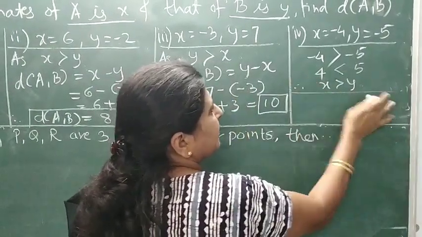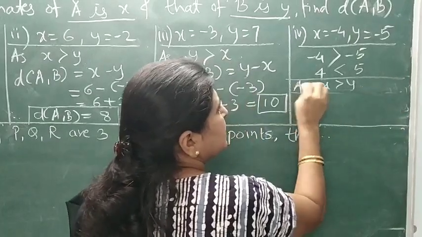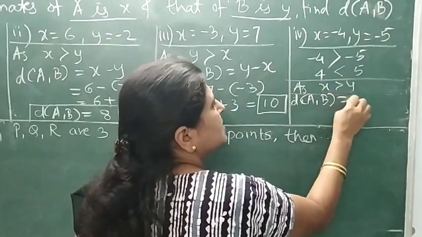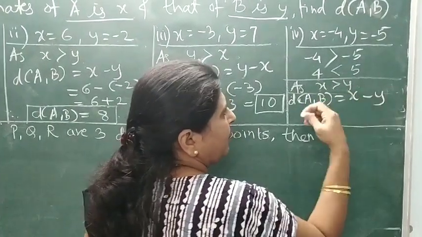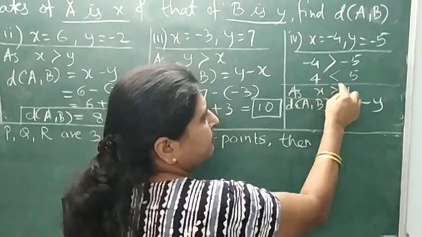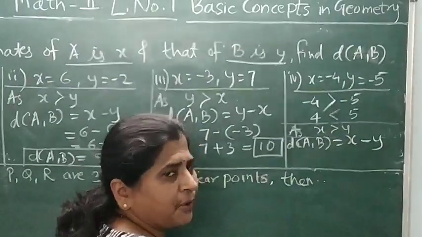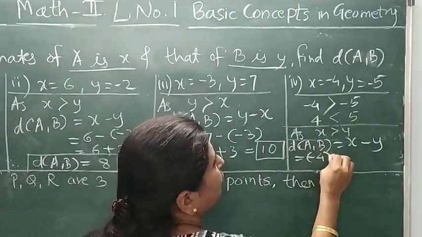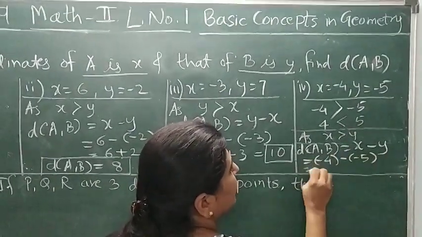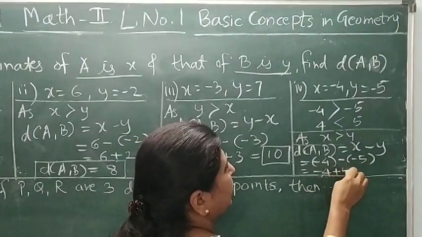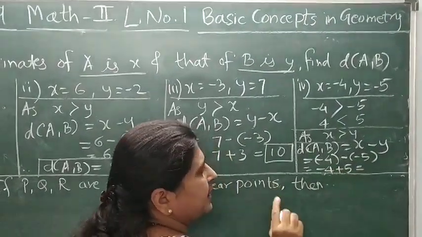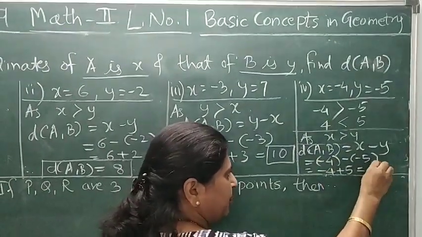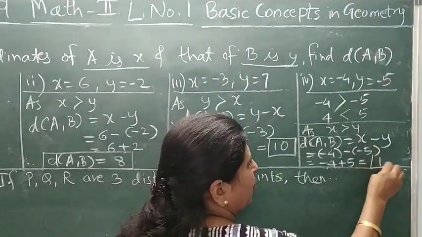We can start from here also. As x is bigger than y, we can say the distance between A and B is x minus y. We will write the same order in place of this greater sign; we will put the subtraction sign. Then what is the value of x? It is minus 4 minus minus 5. So here minus 4 minus minus will become plus. When the numbers are different, we take subtraction: greater number minus smaller number. 5 minus 4 is going to be 1, with the sign of the greater number. So 1 is our answer.